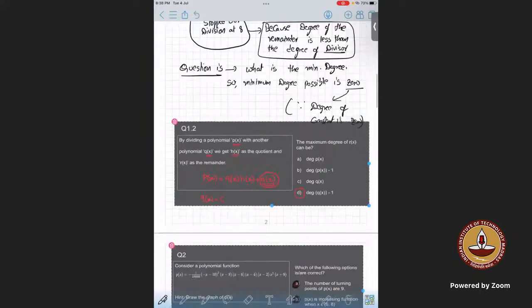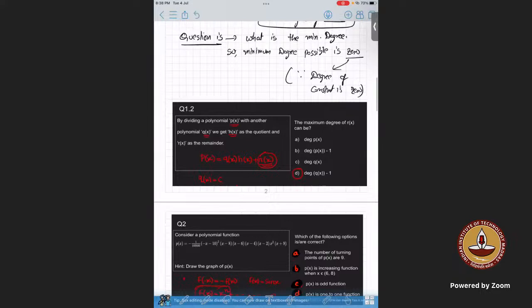Hello? I'm not getting this question. Is degree of remainder greater than degree of remainder? I think there is some mistake in your question. And then we will move on to the next question.